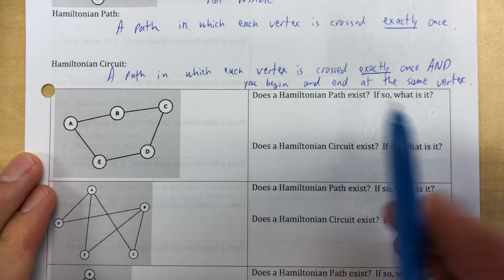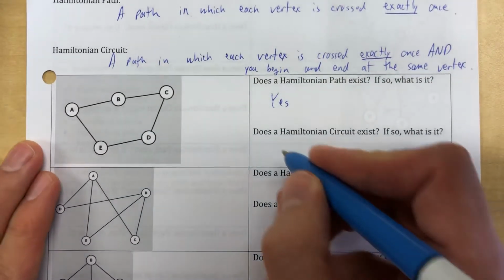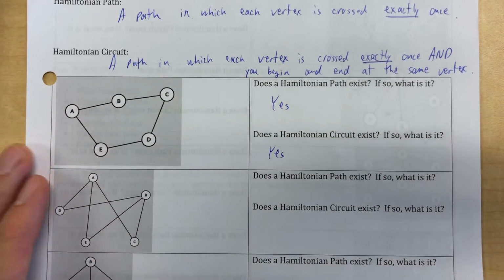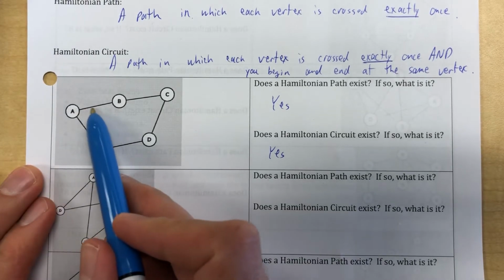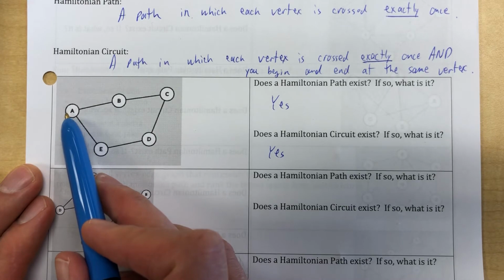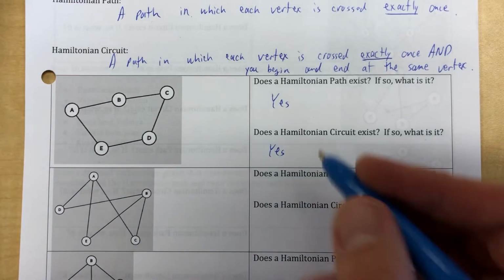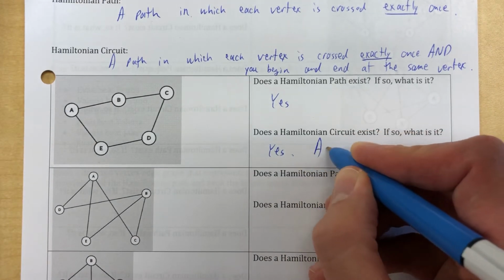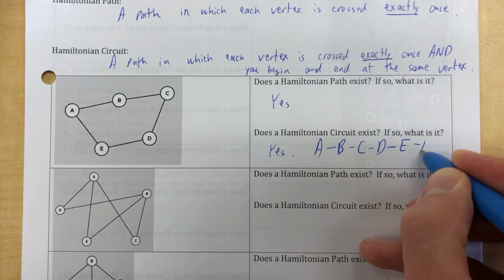Does a Hamiltonian path exist? Yes, it does. Trust me, it does. Does a Hamiltonian circuit exist? Yes. How do you know? Because you're about to find it, and it's going to be the easiest one you've ever done. A, B, C, D, E, A. All right, so that actually was the circuit. Let's back up and do the circuit. So yes, A to B to C to D to E, back to A.